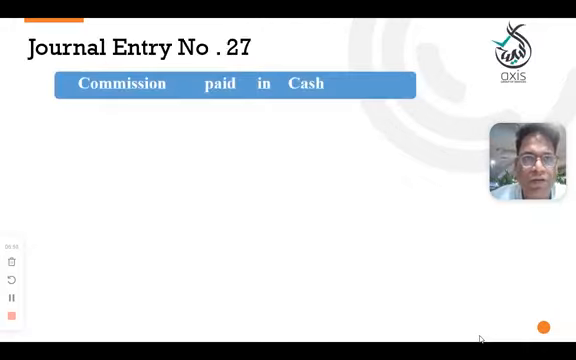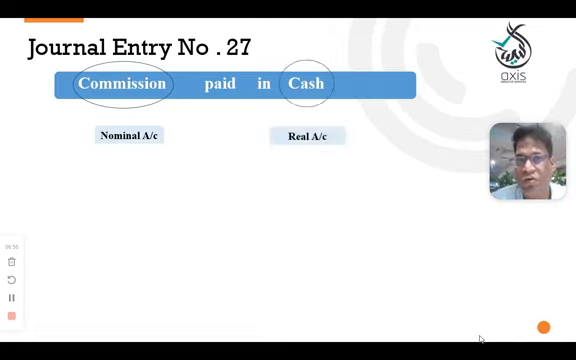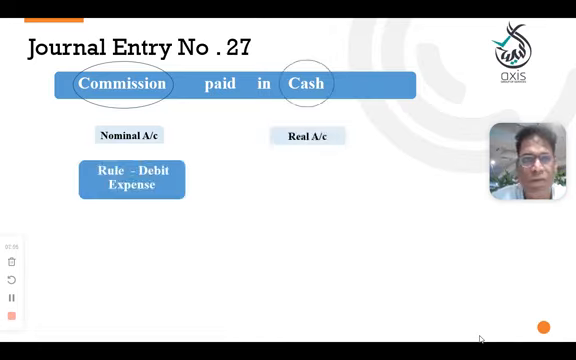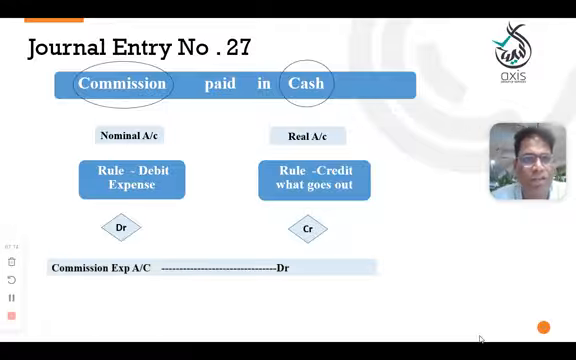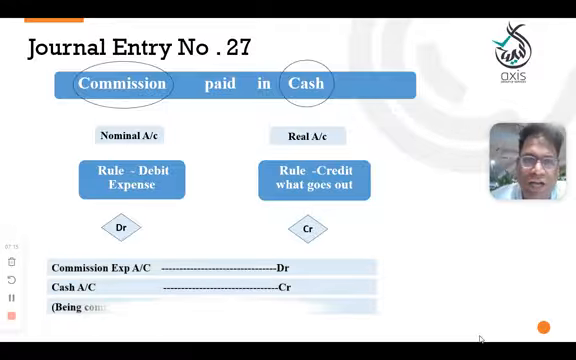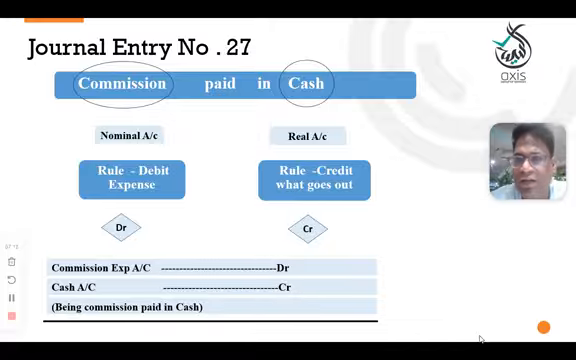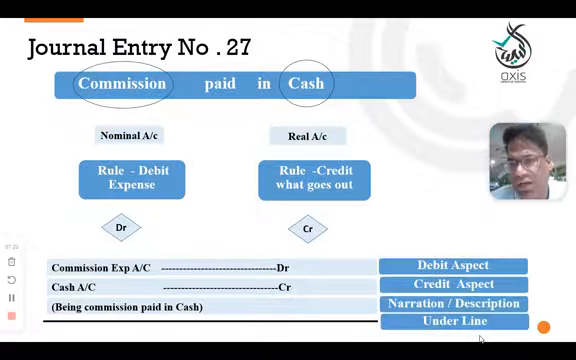Next, entry number 27: commission paid in cash. Commission is what you are paying, so it's a nominal account, the name of an expenditure. Cash is a real account. For a nominal account, debit the expenses. You paid cash, so cash is going out, and you credit it. So debit the expenditure, credit the cash. The general entry will be: commission expenditure account debit to cash account credit, being the commission paid in cash. Debit aspect, credit aspect, narration and underline.